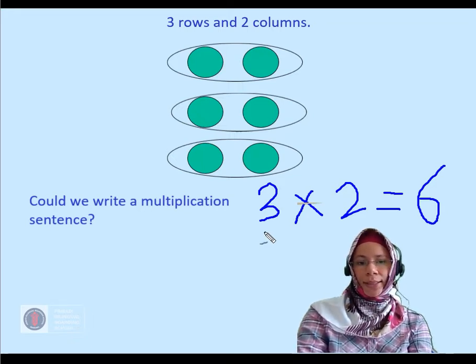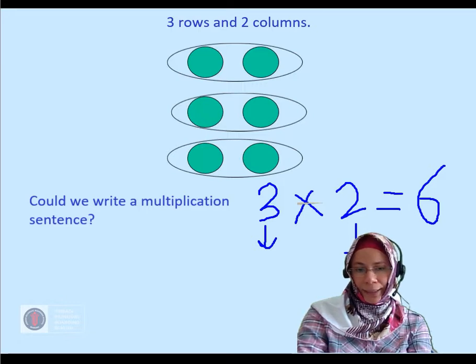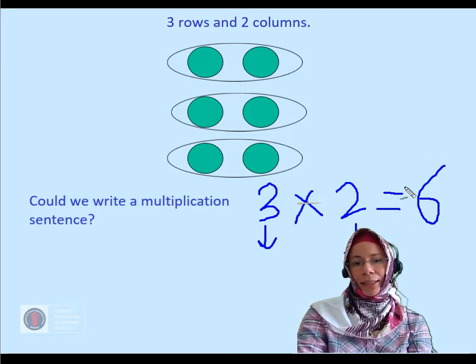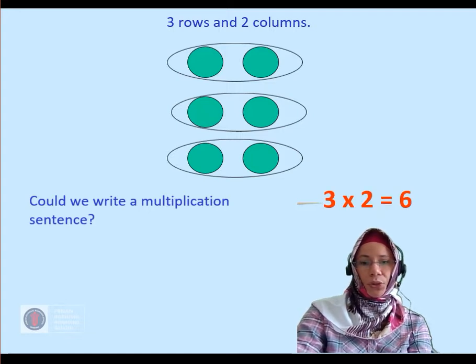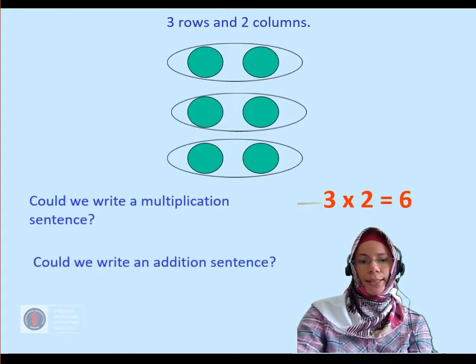Okay, so this is the first number, rows. How many rows? The second number, in each row how many, and the total one, your answer. Okay, so let's do it again like this. So 3 times 2 equals 6.